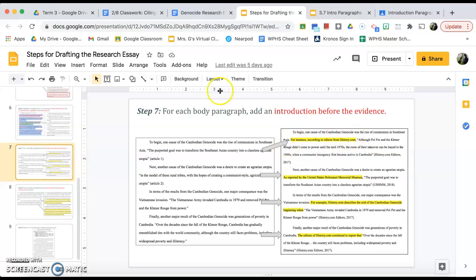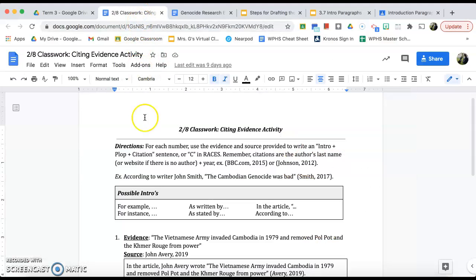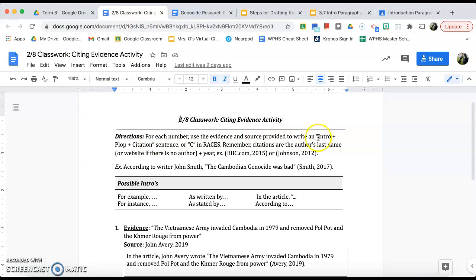your evidence. So if you remember, when we talk about citing evidence, we talk about the intro, plop, cite method. Okay, so that means before you just plop a quote, you give a small introduction, like according to writer John Smith. Then you plop your quote in quotation marks, and then in parentheses, you put the name of the source, like that, with the author's last name and the year the article came out.